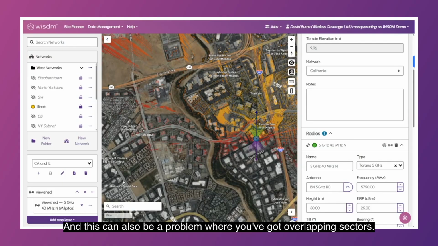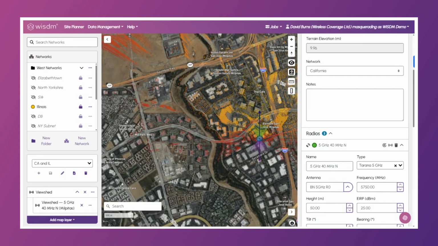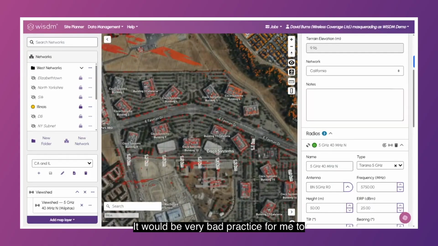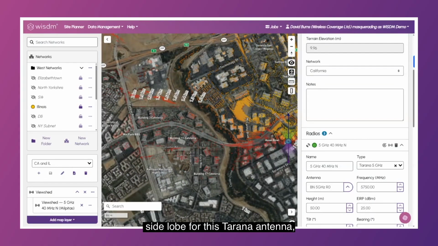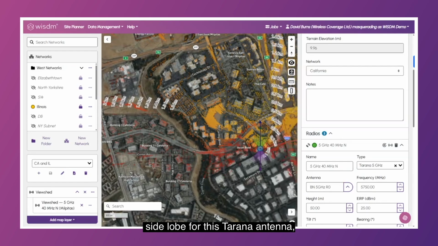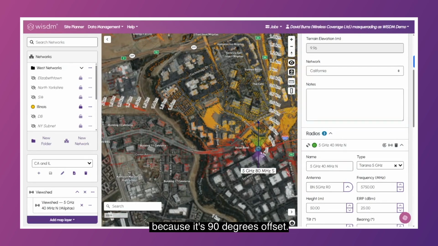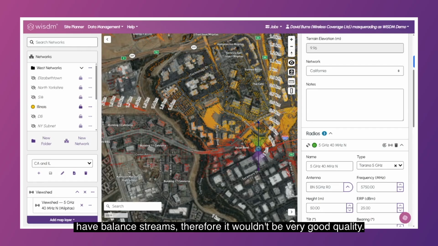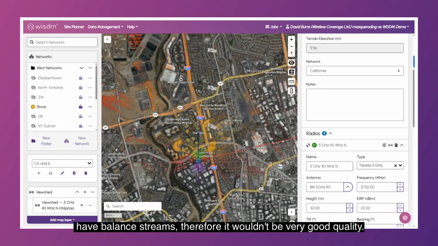And this can also be a problem where you've got overlapping sectors. It would be very bad practice for me to connect this building here on this side lobe for this antenna, because it's 90 degrees offset. And although if I used a spectrum analyzer, I would see that there is energy in this area, it wouldn't have balanced streams, therefore it wouldn't be very good quality.